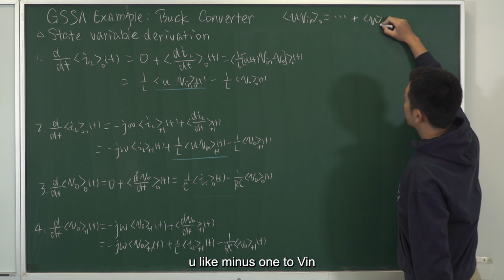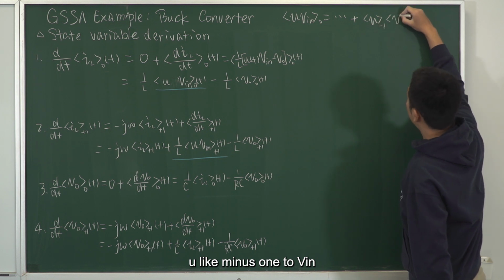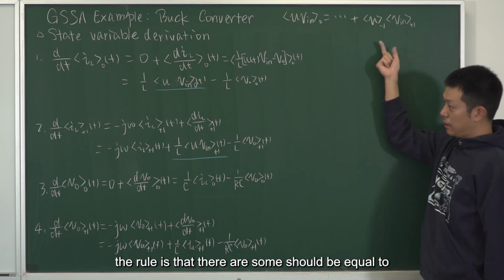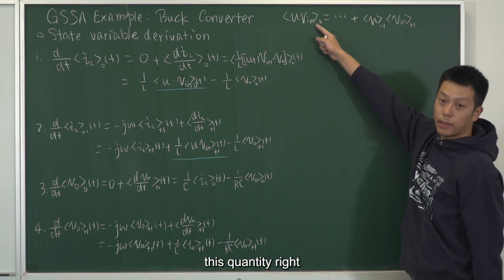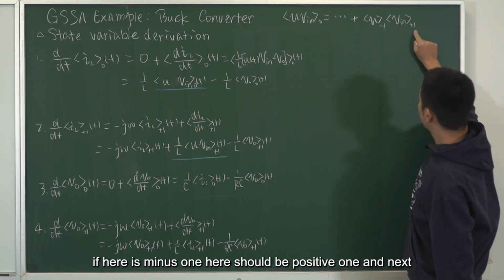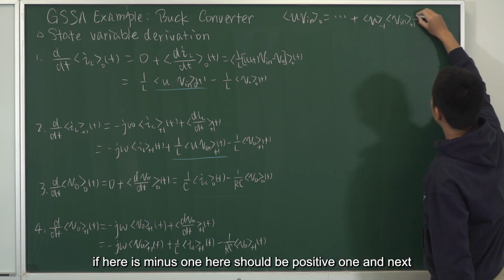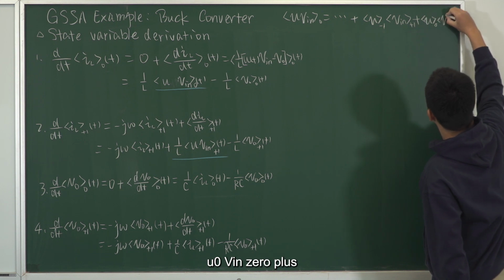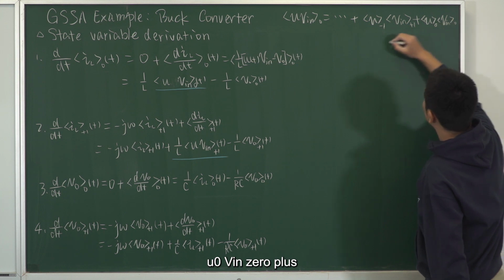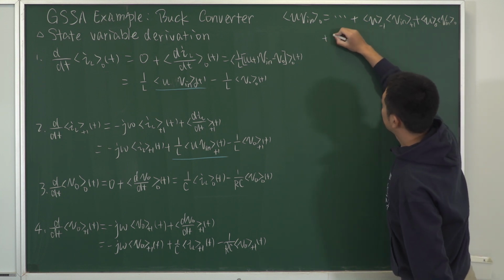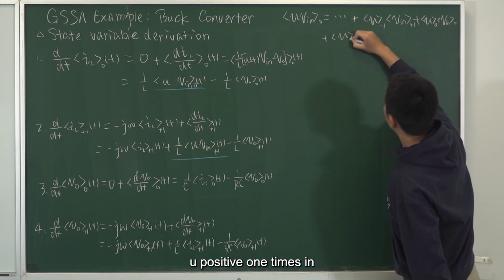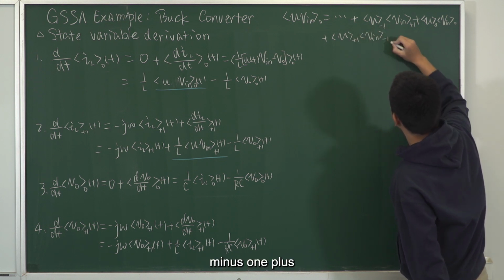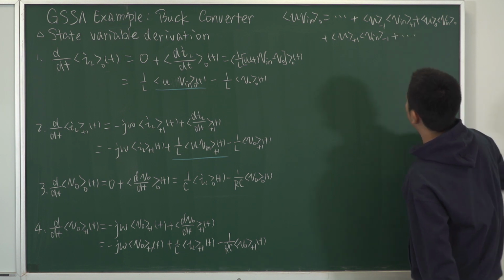U, like -1 to V in. The rule is that their sum should be equal to this quantity, right? If here is -1, here should be +1. And next, U, 0, V in, 0, plus U, +1 times V in, -1, plus dot, dot, dot.